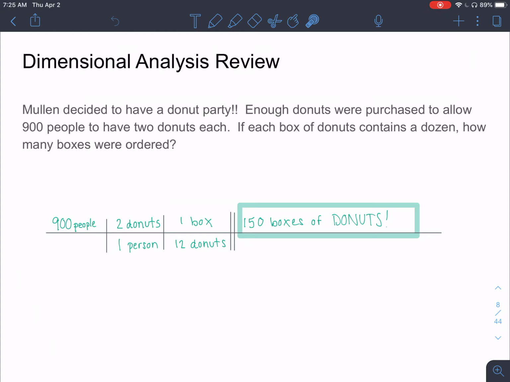And to figure out how many total boxes to order, once we have the total number of donuts, we divide it by the number of donuts per one box. So the school would have to buy 150 boxes of donuts to feed 900 people if they're getting 2 donuts apiece.